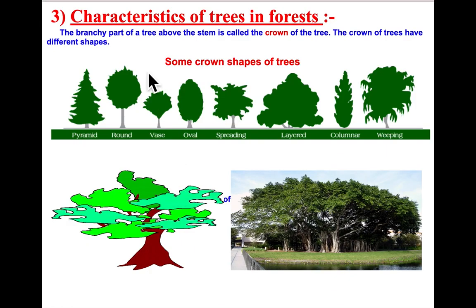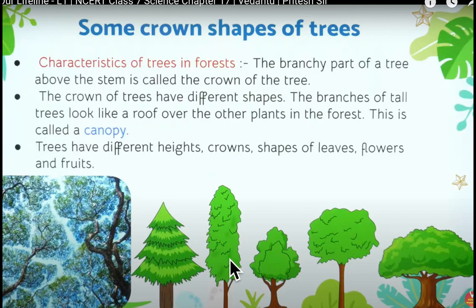Discuss the characteristics of the trees found in forests. So, in the forest, different types of trees having different crown shapes are found. This is known as the stem, and this is known as the branchy part of the tree. The branchy part of the tree above the stem is known as the crown of the tree, and the crowns of trees have different shapes. So here are some crown shapes of the trees you can see in this figure.